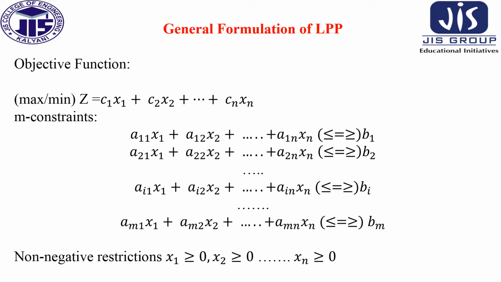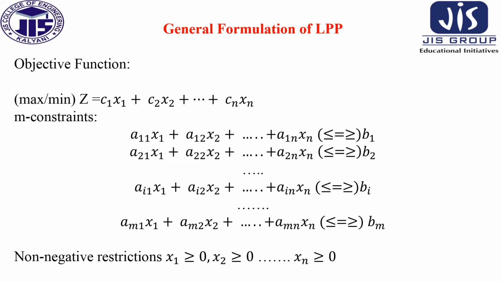Now, what is the general formulation of LPP? We have already discussed that one LPP has two parts. One is the objective function and second is the constraint part. And another third part is there, that is the non-negative restriction. So first of all, we have to find out the decision variables. How many decision variables will be there to formulate the LPP? Then we have to find out what will be the objective function. This will be a maximization problem or a minimization problem. According to that, we have to decide the objective function will be max Z or min Z.